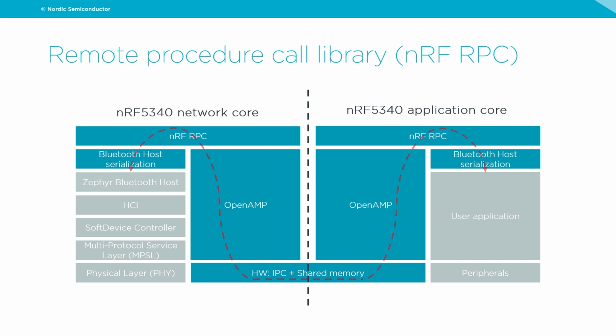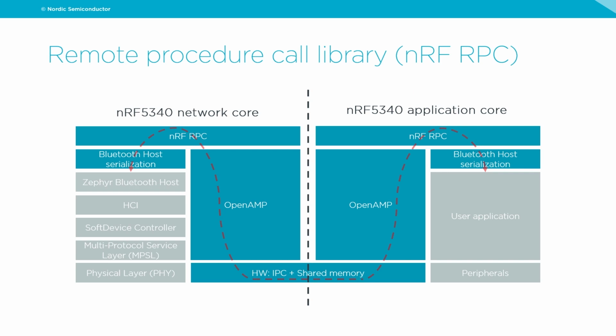The nRF RPC library allows for calling a function on a remote processor from a local processor in both a synchronous and asynchronous way. The library is RTOS agnostic and implements serialization of function calls. It is designed to be used with an underlying transport layer, like OpenAMP, which enables inter-processor communication on Nordic Semiconductor SoCs like nRF5340.